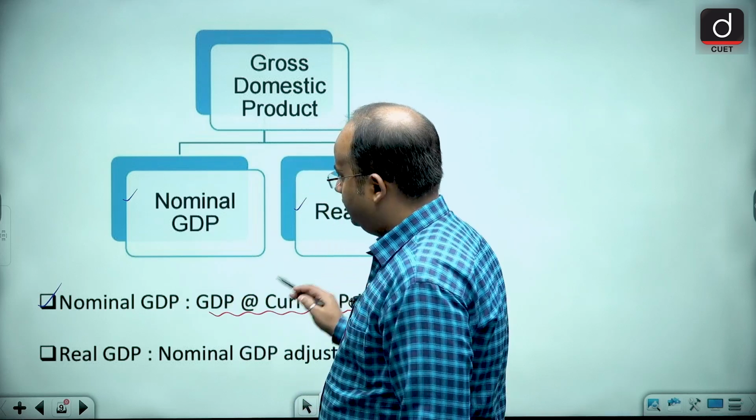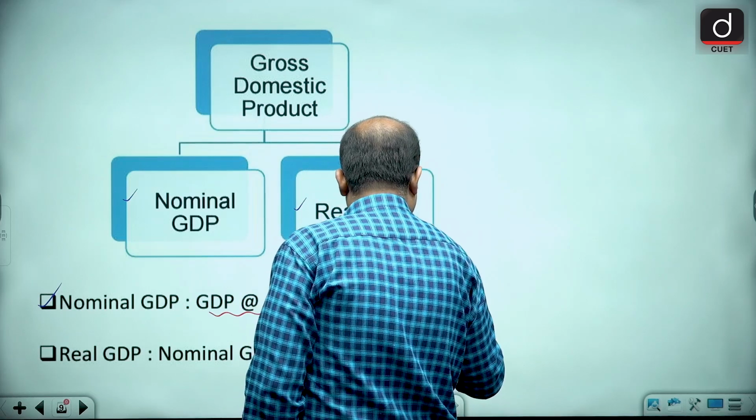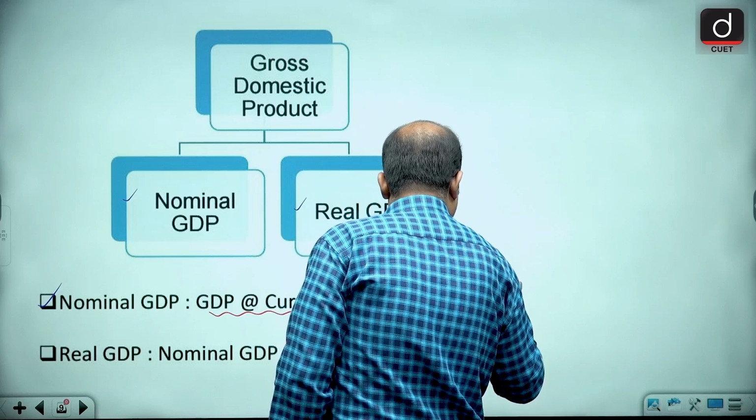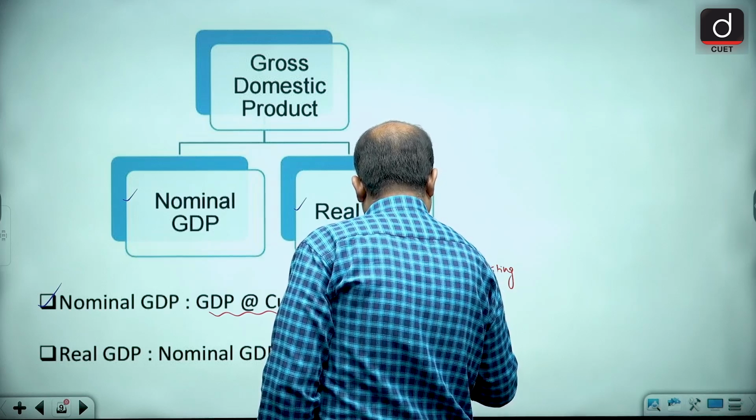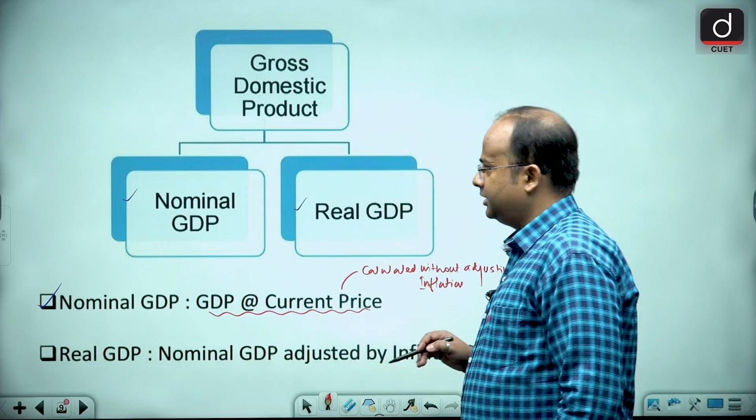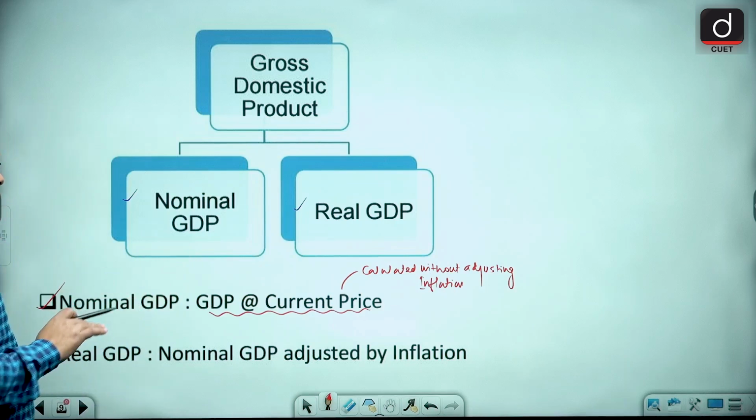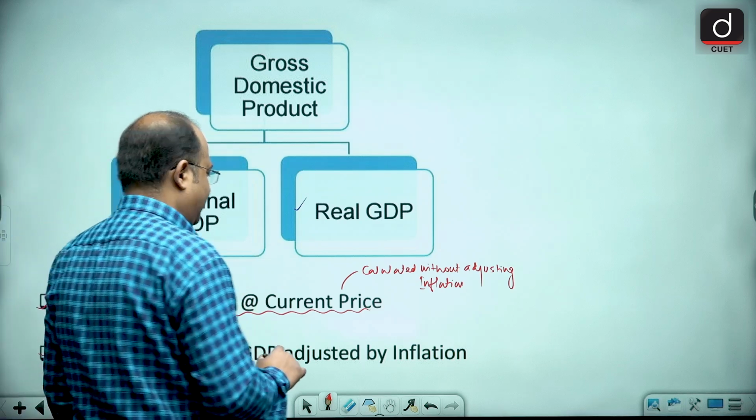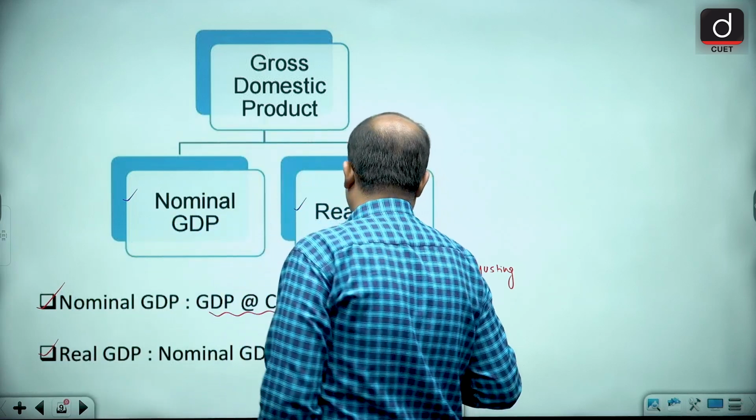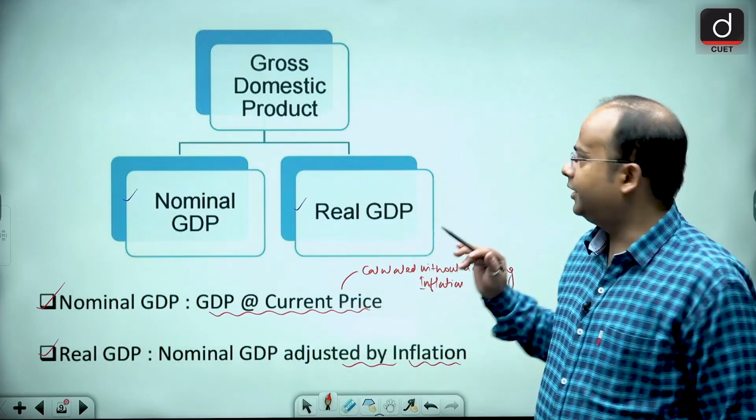This is called nominal GDP and it is calculated without adjusting for inflation. So nominal GDP is the GDP at the current price that is calculated without adjusting for inflation. And real GDP is nominal GDP adjusted by inflation. And what exactly is inflation? Inflation is the rise in the price of goods and services over a period of time.